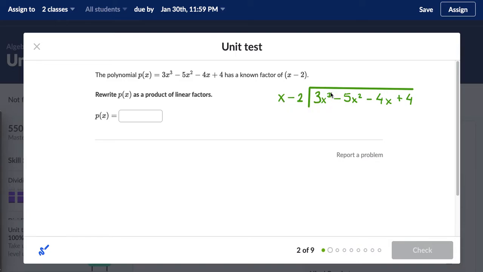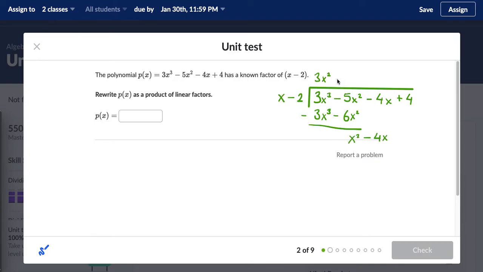Okay, 3x cubed divided by x is 3x squared, and 3x squared, of course, times x is 3x cubed as expected. 3x squared times negative 2 is negative 6x squared, and you can see how everything lines up nicely here. So we're going to subtract all of this. That's fine. This is negative 5x squared minus negative 6x squared is positive x squared. Of course, x squared is what I'm talking about here. And bring down our negative 4x.